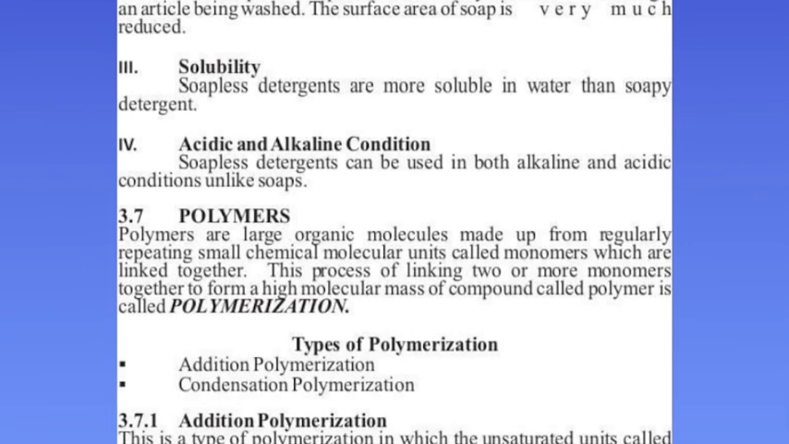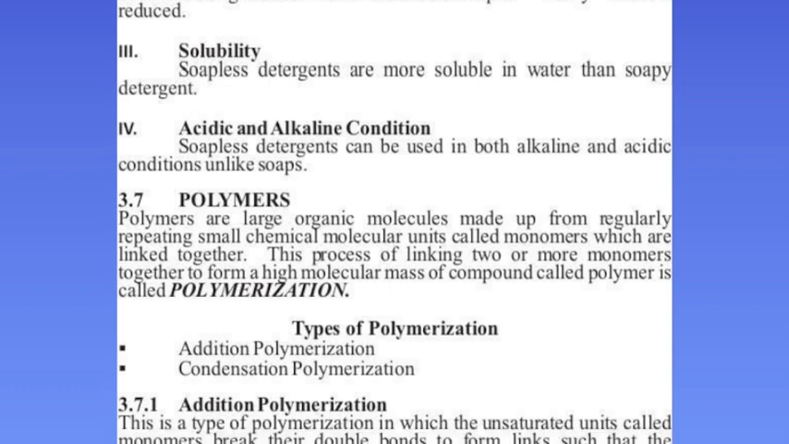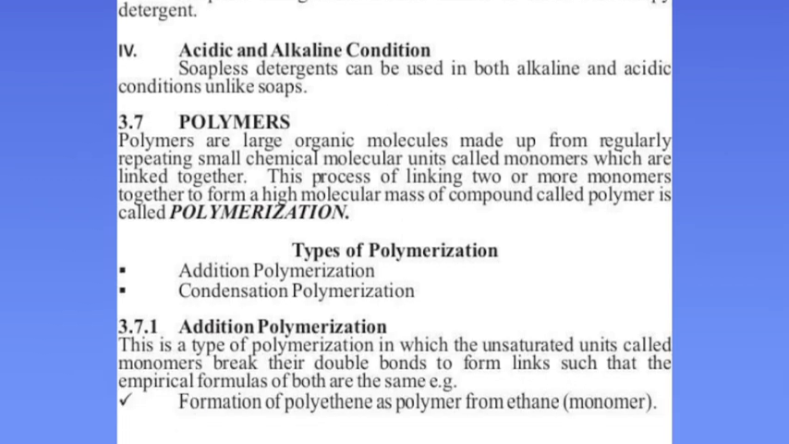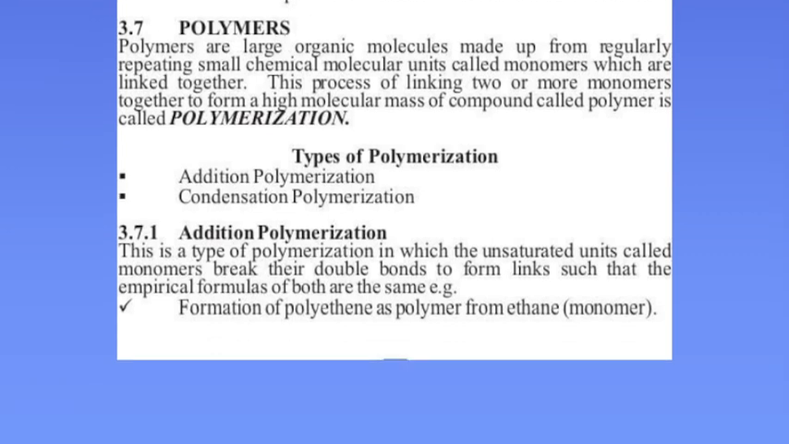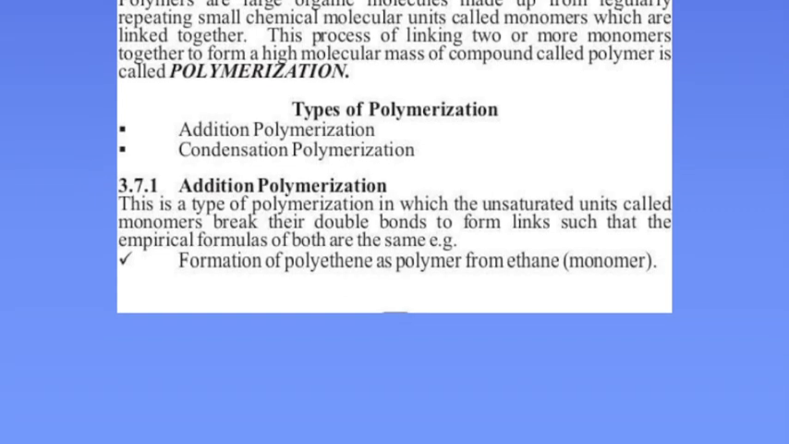Then we go into polymers. Polymers are large organic molecules made up from regularly repeating small chemical molecular units called monomers, which are linked together. The process of linking two or more monomers together to form a compound of high molecular mass is called polymerization. This compound that is formed is referred to as a polymer. The two major types of polymerization are addition polymerization and condensation polymerization. Addition polymerization is a type of polymerization in which the unsaturated units called monomers break their double bonds to form links, such that the empirical formulas of both are the same.